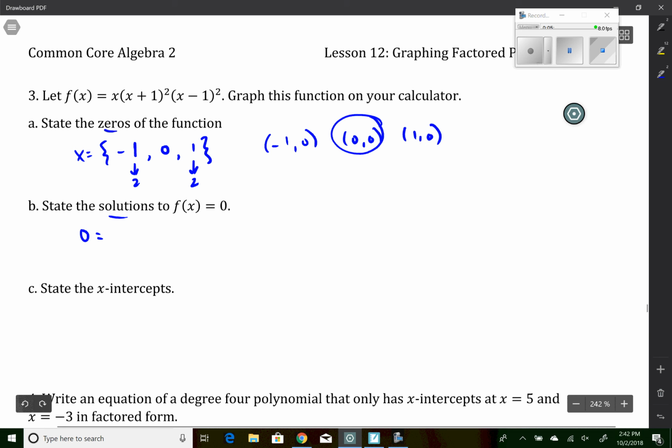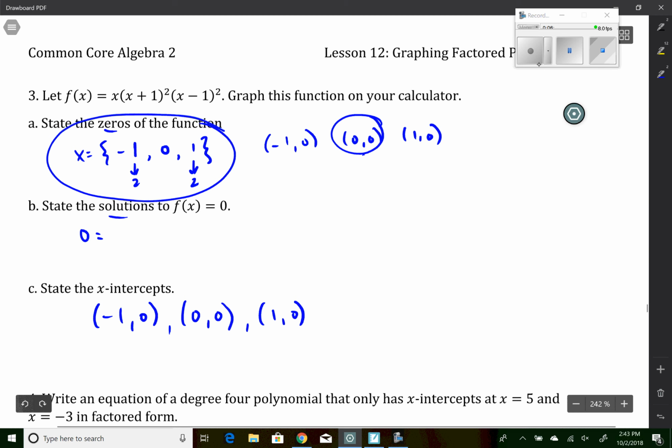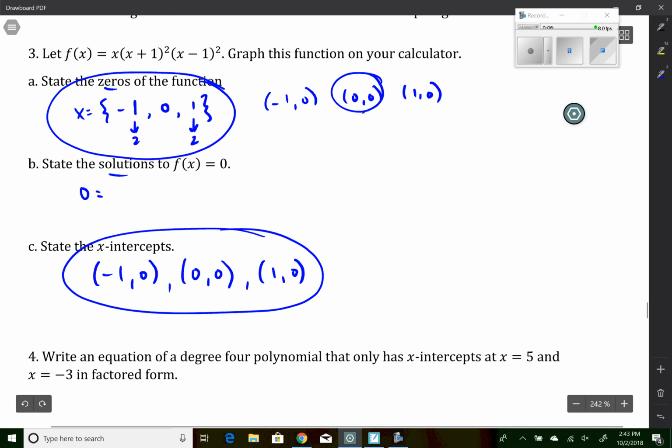Also, this point's very important because it's also going to be the y-intercept. X-intercepts are going to be -1, 0, 0, 0, and 1, 0. This question is basically saying zeros, solutions, and x-intercepts are all exactly the same thing, okay? This is how we write solutions. This is how we write points, also known as x-intercepts, or zeros.